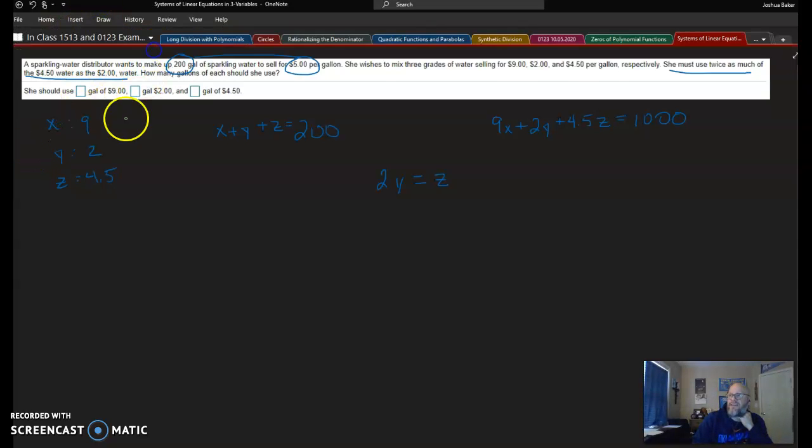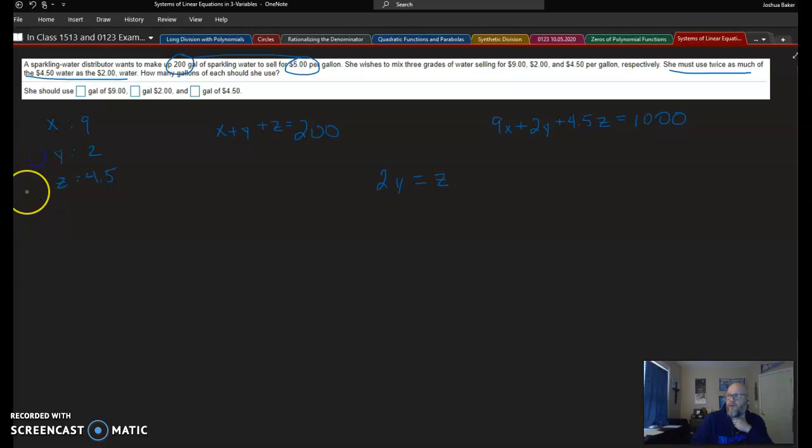For instance, she uses 5 gallons of the $2 water. That means that she needs to use 10 gallons of the $4.50 water. That's going to make this statement hold true. She must use twice as much of the $4.50 water as she does the $2 water. So that's the way that this is going to work.